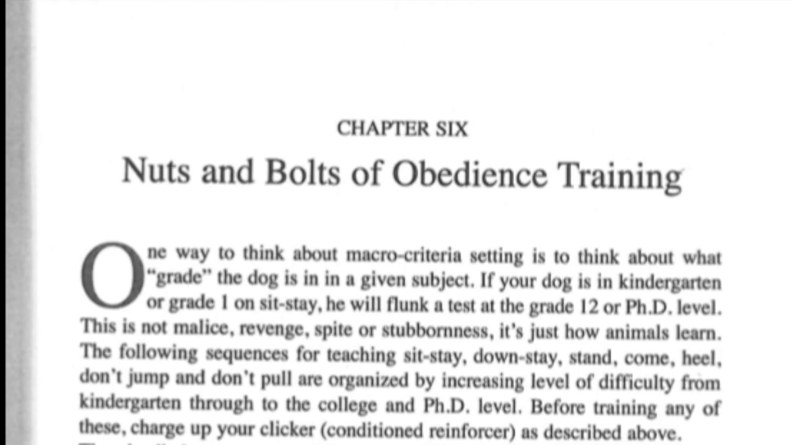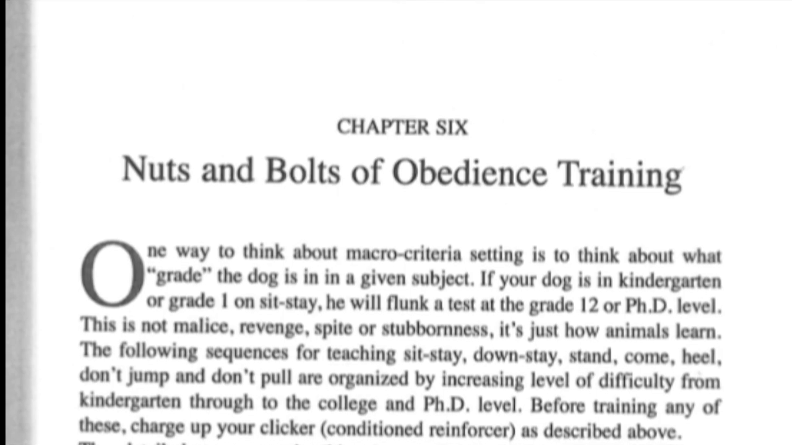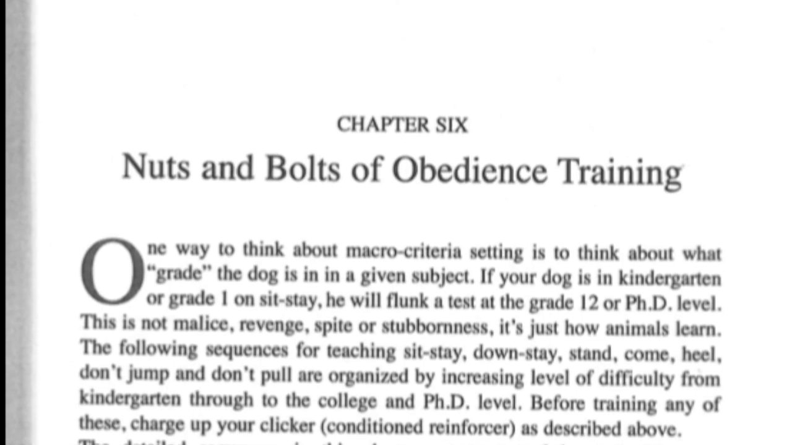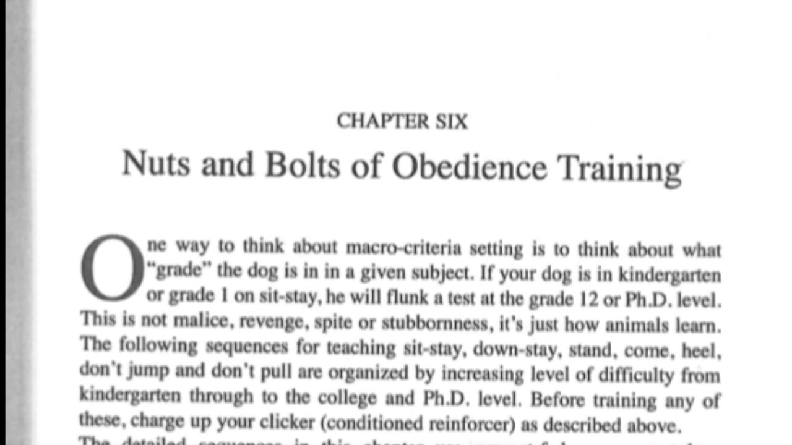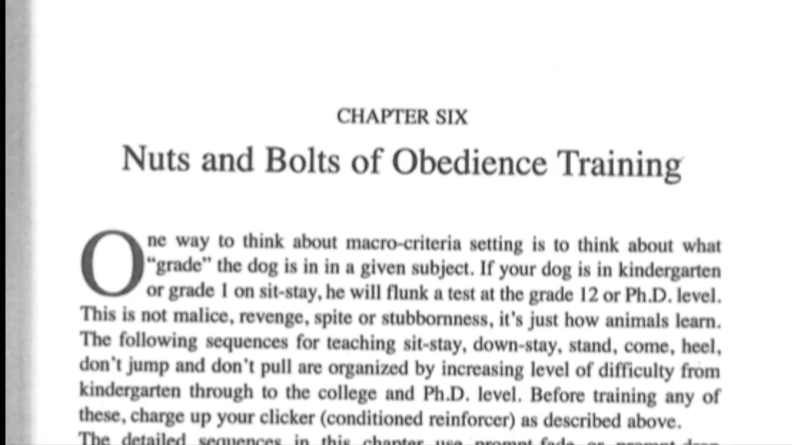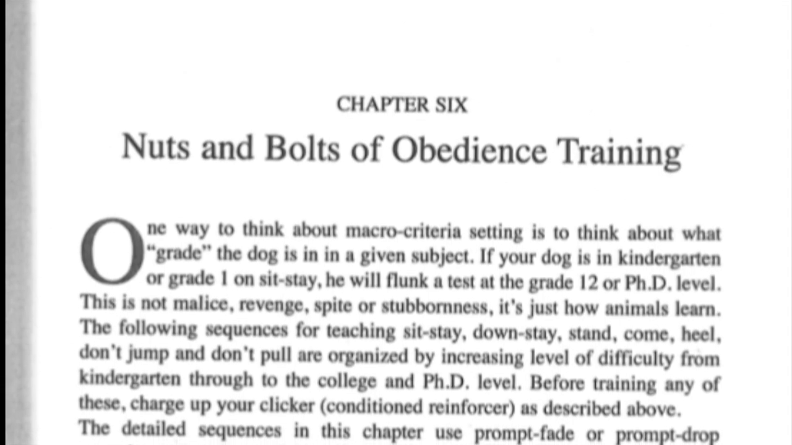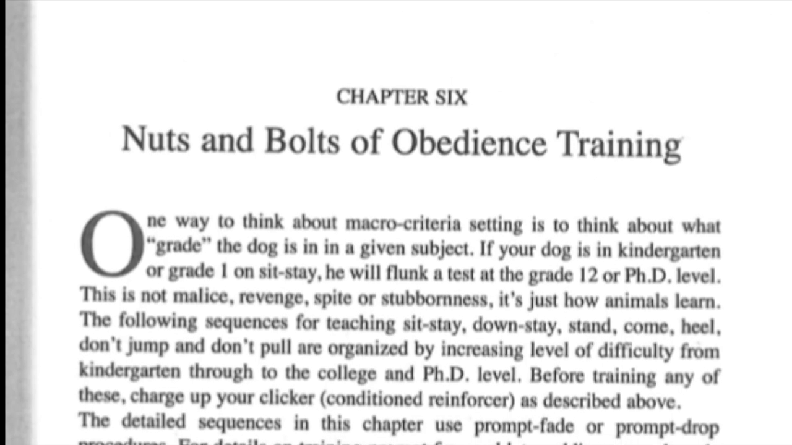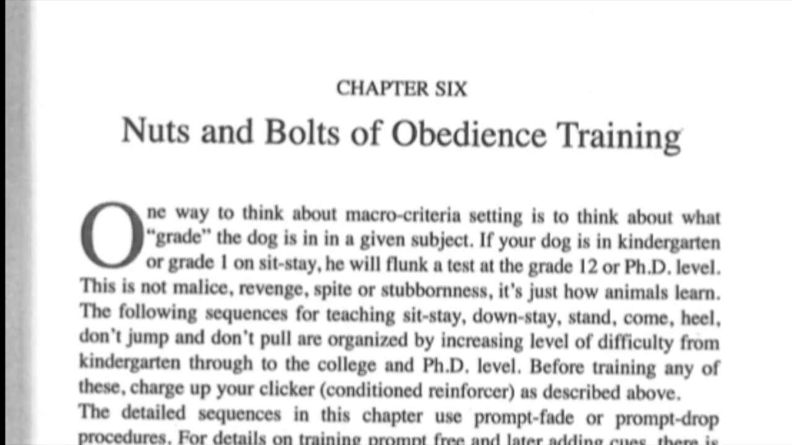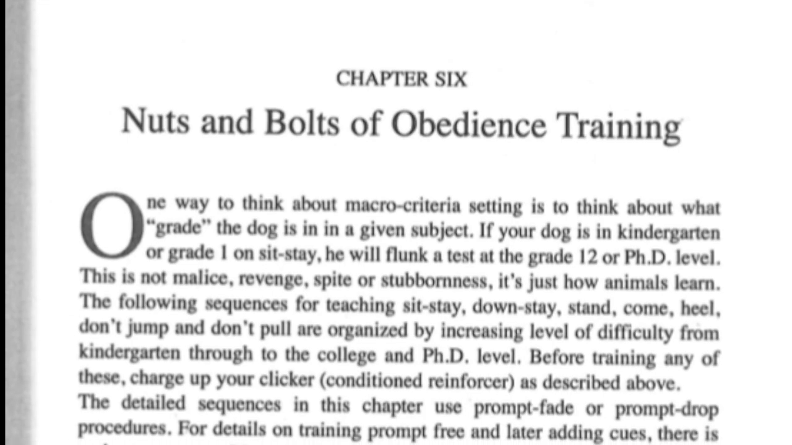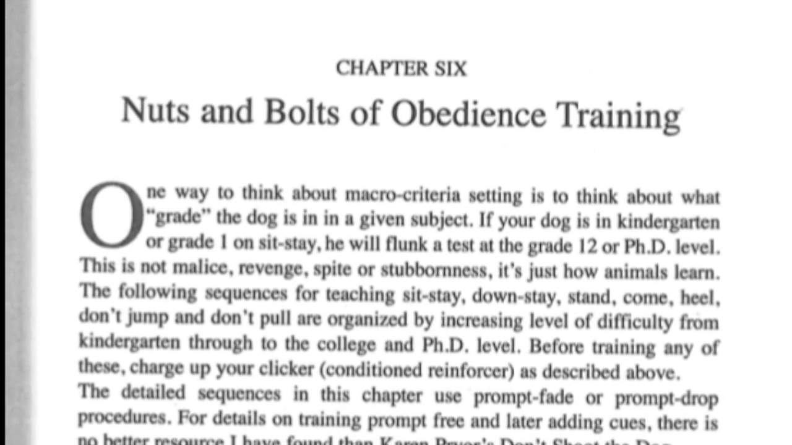Chapter 6: Nuts and Bolts of Obedience Training. One way to think about macro criteria setting is to think about what grade the dog is in a given subject. If your dog is in kindergarten or grade 1 on sit stay, he will flunk a test at the grade 12 or PhD level. This is not malice, revenge, spite, or stubbornness, it's just how animals learn.